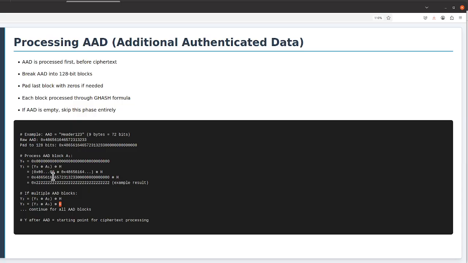Now you multiply this by H in the Galois field to get Y1. Let's say the Galois multiplication gives you beginning with 2 2 ending with 2 2. This Y1 is your accumulator after processing the AAD. The key insight is that the AAD processing is just the first part of GHASH. The accumulator value after processing AAD becomes the starting point for processing the ciphertext. This is how GHASH combines authentication of both AAD and ciphertext into a single output.